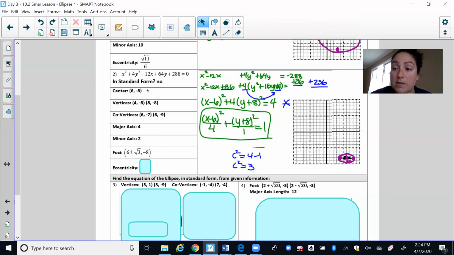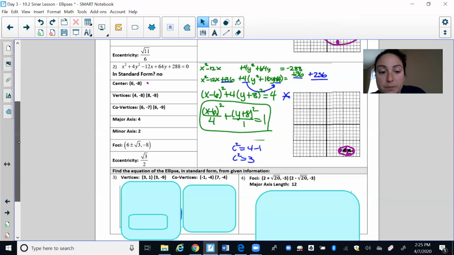Last thing is we want our eccentricity. So that again is c divided by half the length of the major axis. So that will be square root of 3 divided by 2. When you're doing your foci, if they don't come out to be a nice integer value, do your best estimate to graph where that would be. So square root of 3 I know is less than square root of 4, so I know that it's just less than 2, so that's why I moved right and left a little bit over 1.